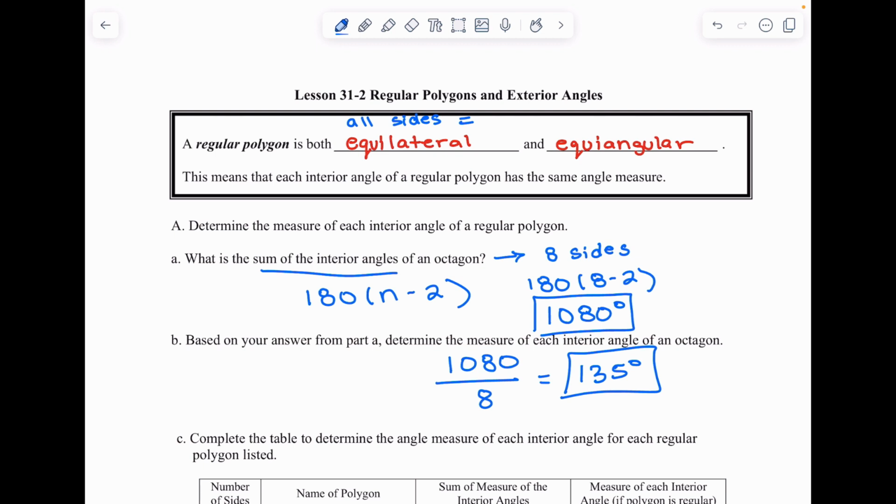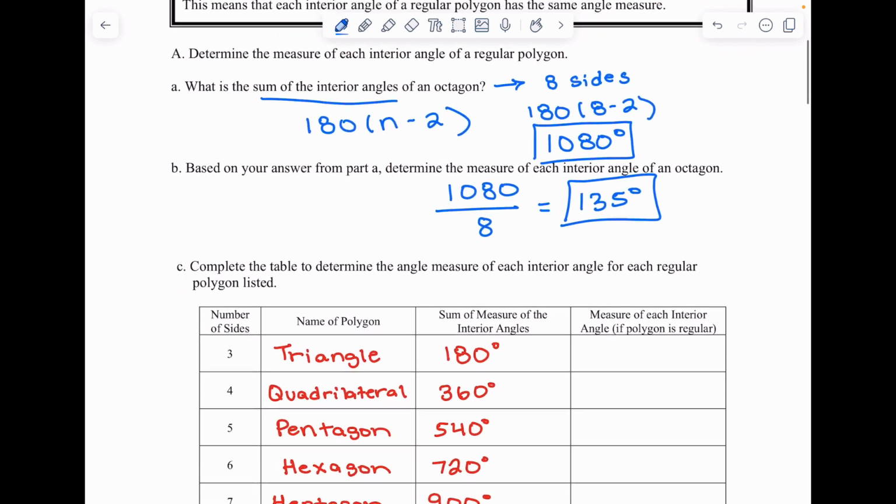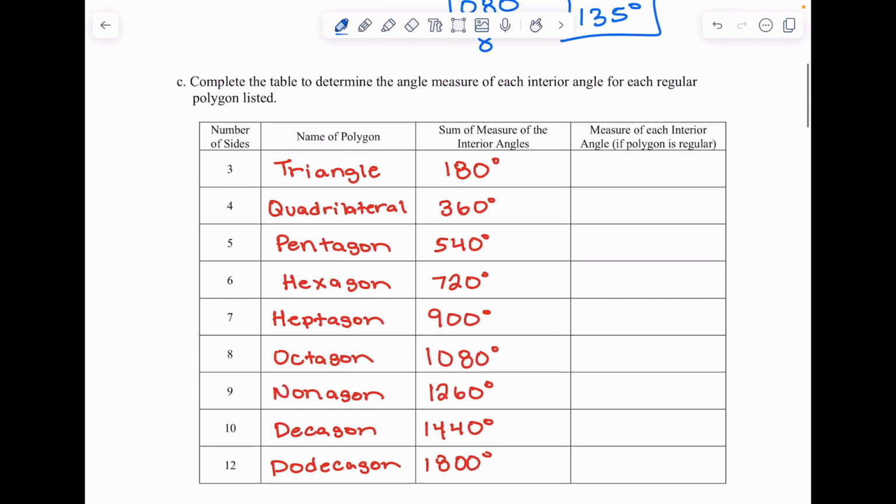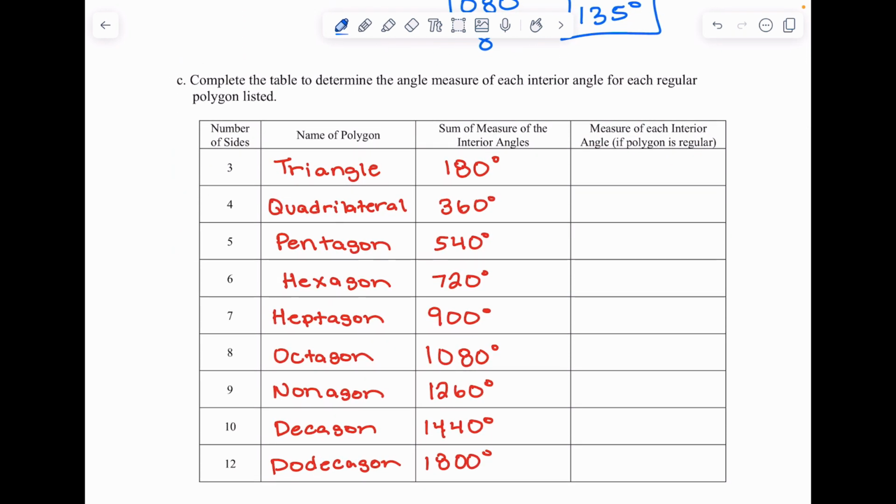And so I'd like you to practice this. I have a list of different polygons here, and so we're also going to start to learn the polygons' names. A 3-sided polygon is called a triangle, and all of the angles inside of a triangle add up to 180 degrees. And so if we do 180 divided by 3, it tells me that each interior angle of a regular triangle will be 60 degrees.